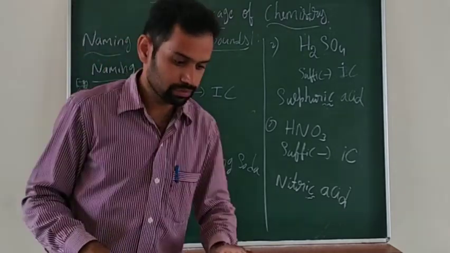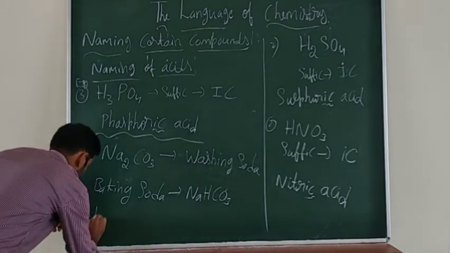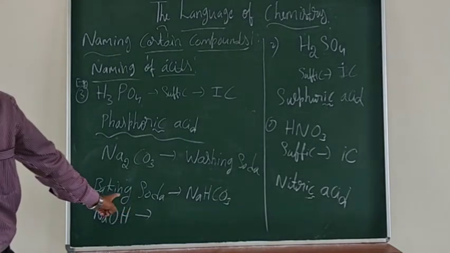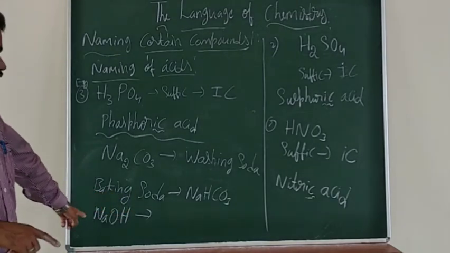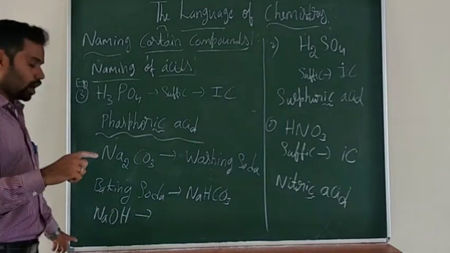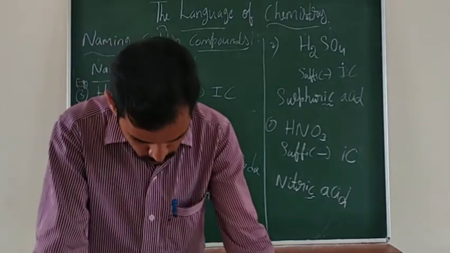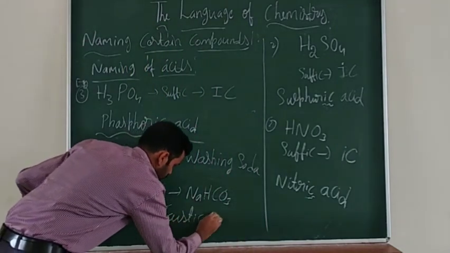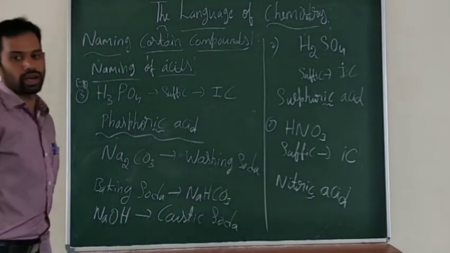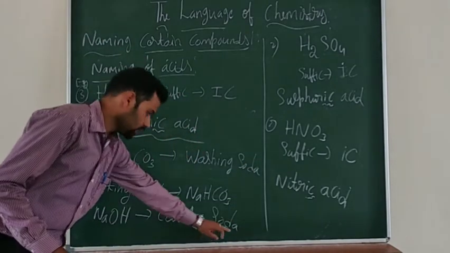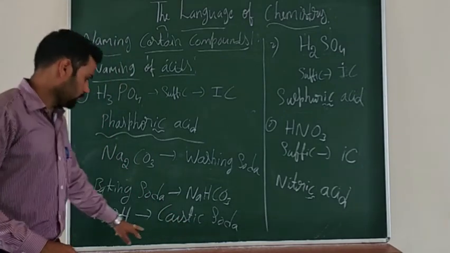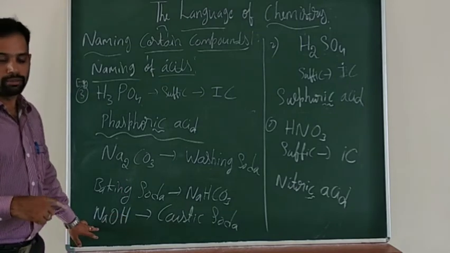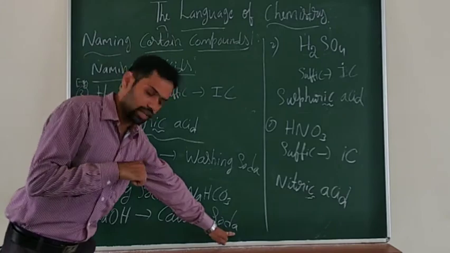And NaOH. Sodium hydroxide is the chemical name. Okay, sodium hydroxide. So what is the common name? The common name is caustic soda. So NaOH, common name is caustic soda. In chemistry we call it sodium hydroxide, but the common name is caustic soda.